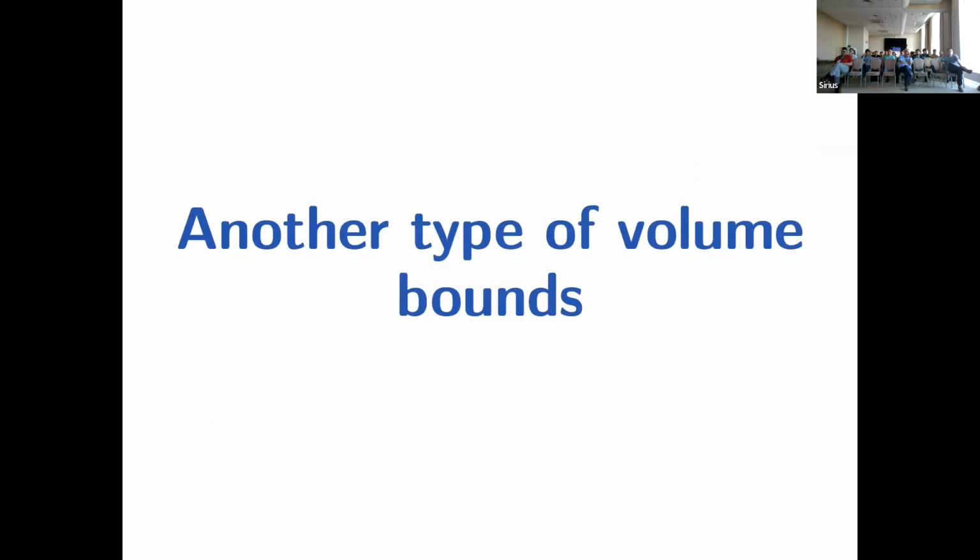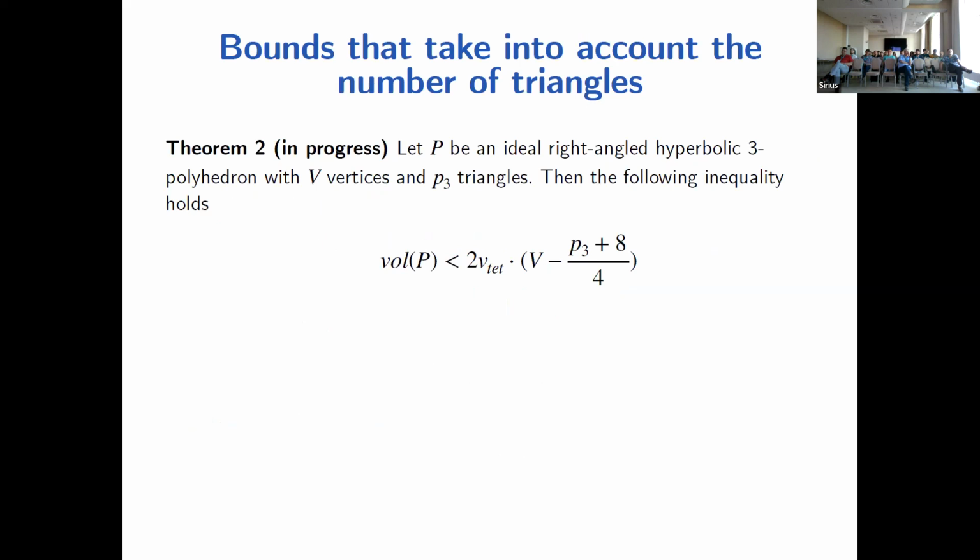Before I go to examples, I want to also present another type of volume bounds. In these volume bounds, we only use the number of vertices or the number of edges to approximate the volume. But some other parameters of the graph can also be used, and some of them are convenient. In this volume bound, we also use the number P3, which is the number of triangles in the polyhedron. So if the polyhedron has a lot of triangles, then this volume bound is going to be better than the previous ones. And this is convenient because if the initial graph has a lot of trivalent vertices, it's going to have a lot of triangles in the medial graph, because trivalent vertices correspond to triangles in the medial graph.